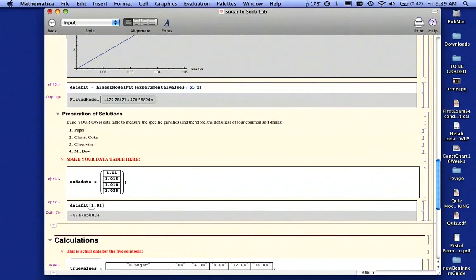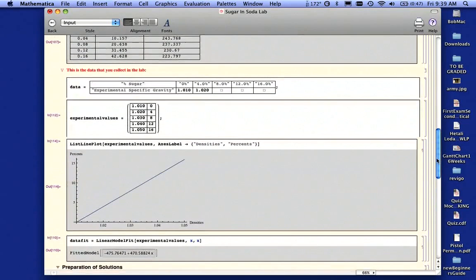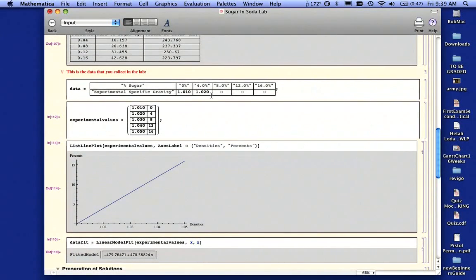So what you're going to do now is use your data fit. Let's do one that I think will probably work. For 1.0351, I get about 11% sugar. So that's how you're going to use your experimental data. Let me go over that again. What you did is you measured these in the lab. You're going to build a new data table with the densities as x, with the percentages as y.